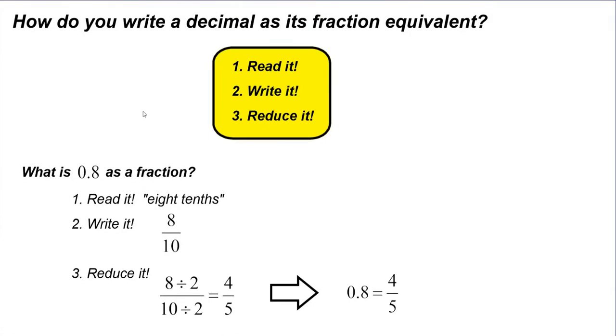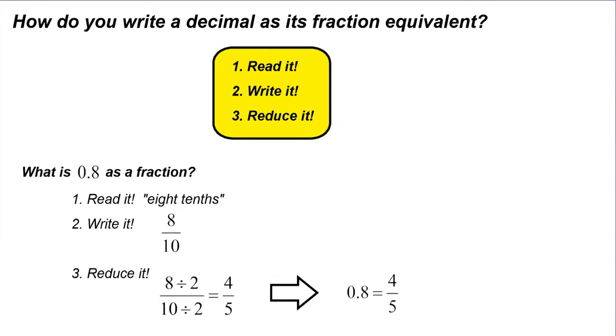So how do we go the other direction? How do you write a decimal as its fraction equivalent? Well, there's 3 easy steps here. We're going to read it, write it, and reduce it. So what does that mean? So let's take a look at this example. What is 0.8 as a fraction?